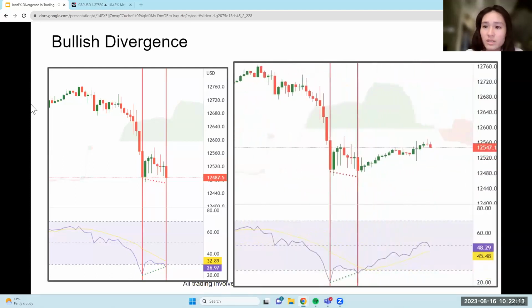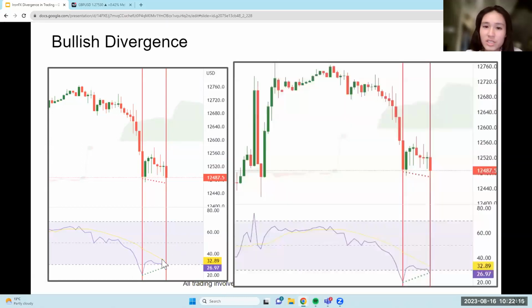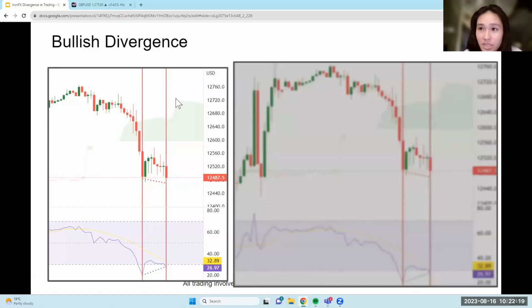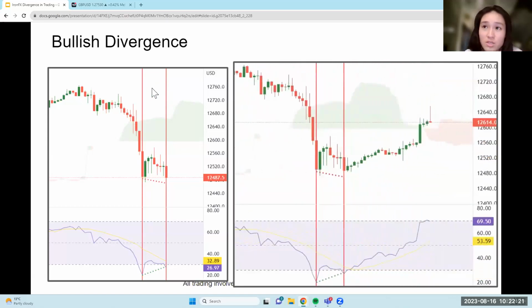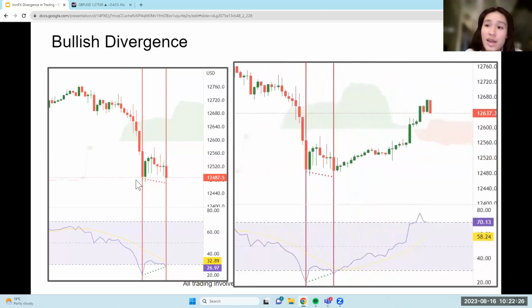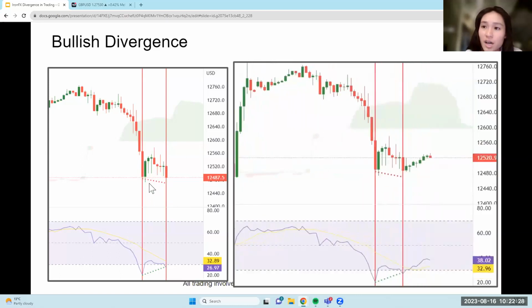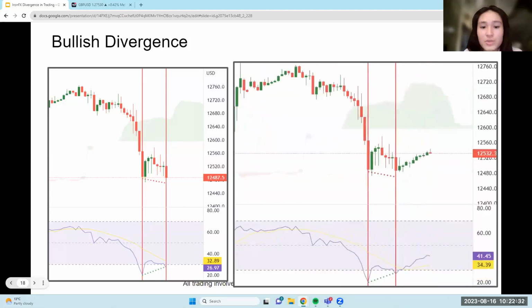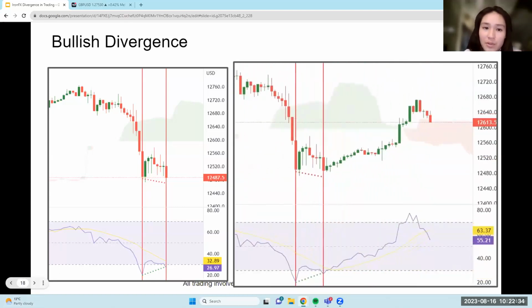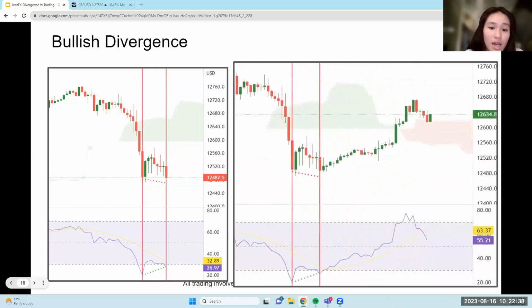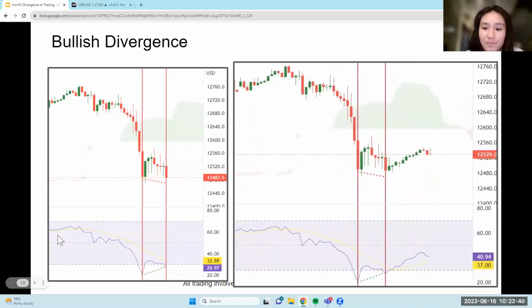So it's quite a minimal difference, so you might not be able to spot it. It takes a bit of practice, but if you use these vertical lines, it really helps you to section off the areas and take a look at the differences. In this case, we don't have any Fibonacci levels that line up with each other. We're just purely looking at the higher lows and the lower lows.